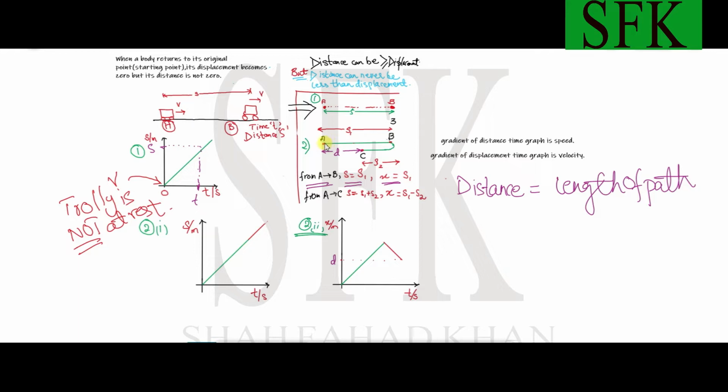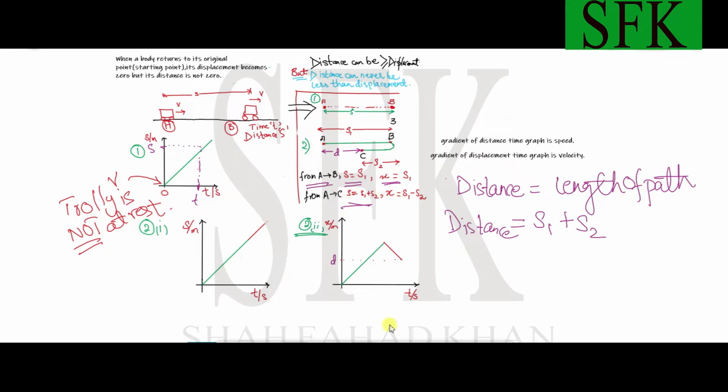So the path that it followed was from A to B first. So we'll take this length, A and B, which is S1, plus the path that was followed from B to C. From B to C, it's S2. So this is the total distance that it covered, which is given over here. Distance covered is S1 plus S2.